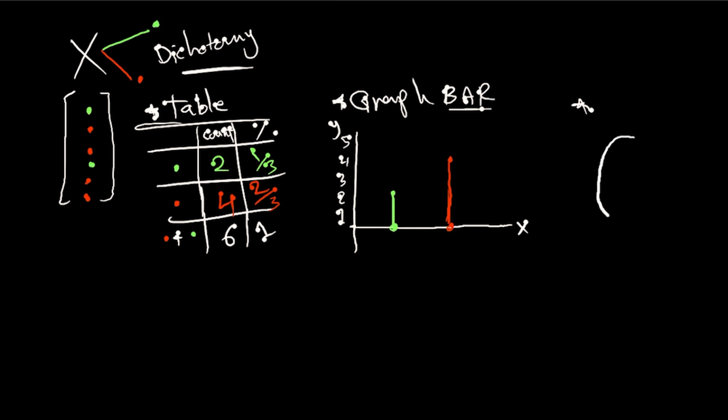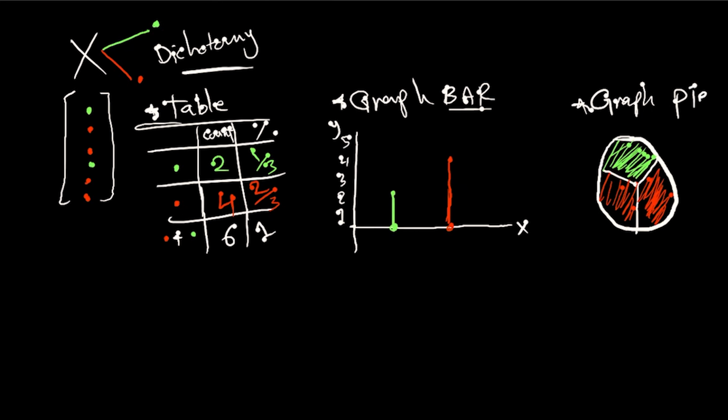For example, I can draw a circle. This kind of graph is called a pie graph. I think the name is quite indicative. This is a possible way to explore the distribution of this vector on this variable x.